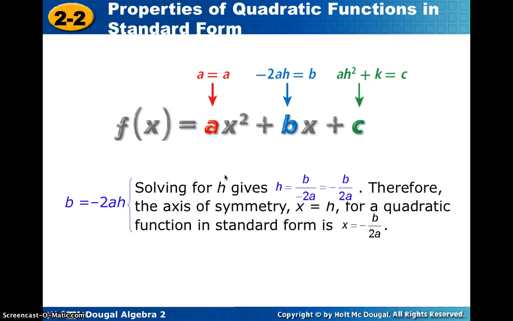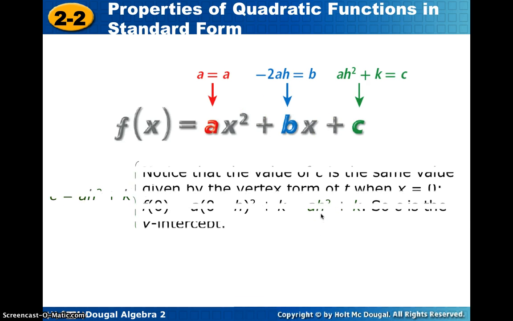So that's a. Now before we learned that the axis of symmetry was at the value h, x equals h. But now that it's in standard form, the axis of symmetry is at x equals negative b over 2a. So this is important, you're going to need to know that. The axis of symmetry is at negative b over 2a.